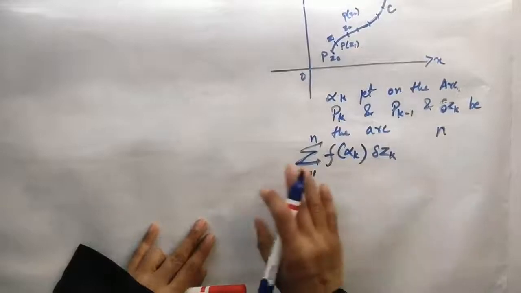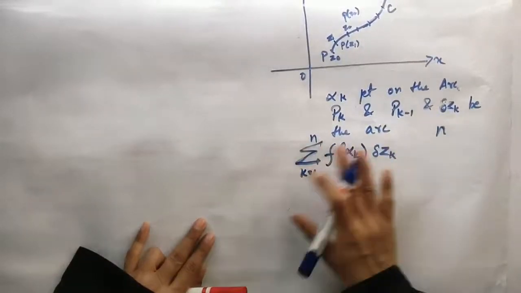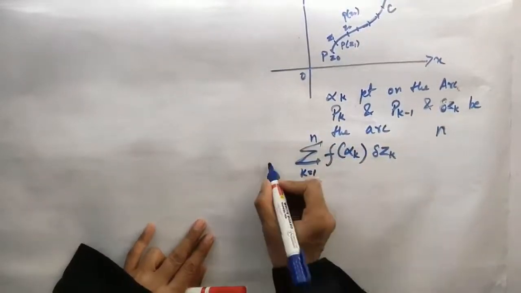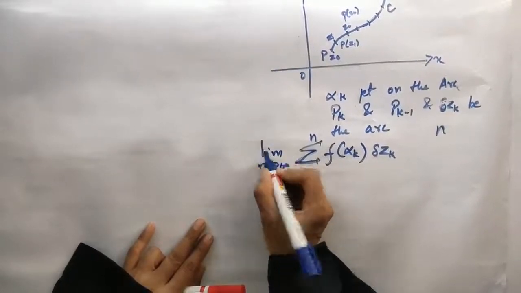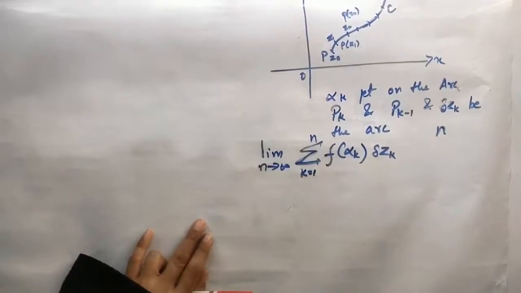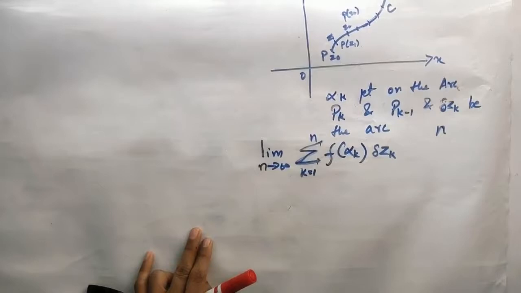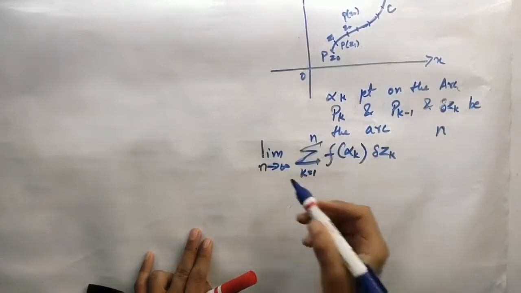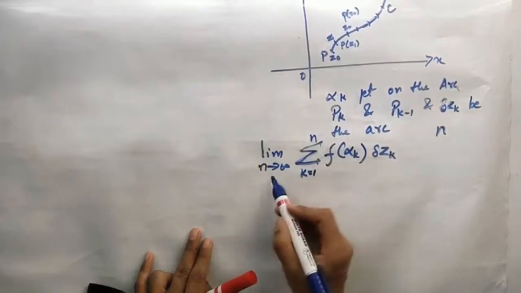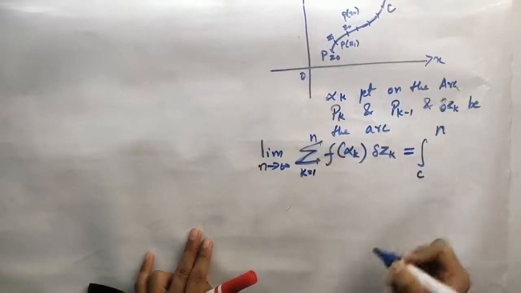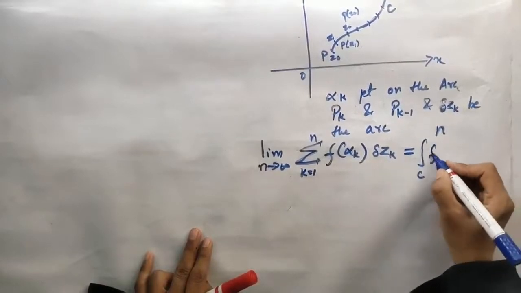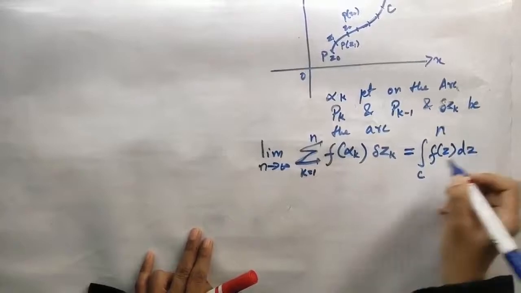Now what I will do, I'll add all of them simply. Now I'm not going to stop here. I'll consider the limit as n tending to infinity. If I do the partition to such an extent that n is tending to infinity, you can imagine the partition level is so small. If I take a limit of this summation as n tending to infinity, this becomes the line integral, and we write mathematically it as integration over the curve C f of z dz. This is the line integral.